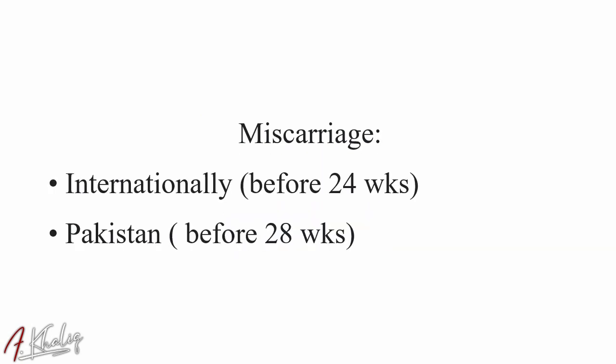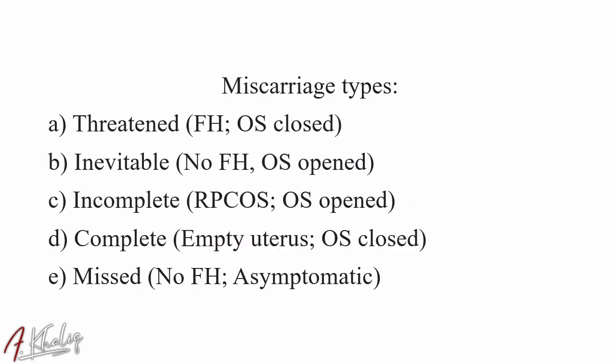Miscarriage is the loss of pregnancy before 24 weeks internationally, while in Pakistan, you're going to see this loss before 28 weeks. If you talk about the types of miscarriage, you have threatened miscarriage, in which there's positive fetal heart and the cervical os is closed. In the inevitable miscarriage, this is exactly the opposite. There's no fetal heart and the os is open.